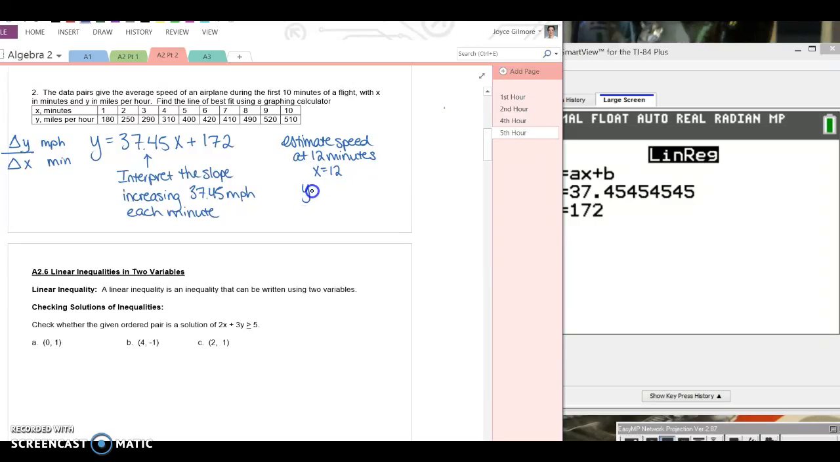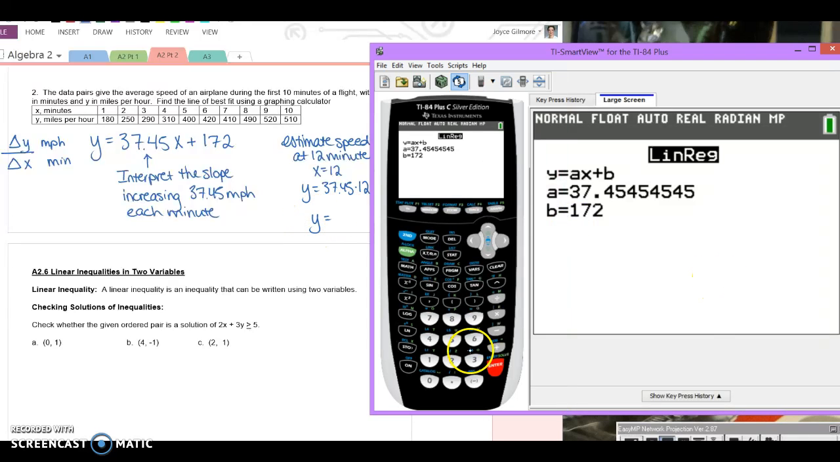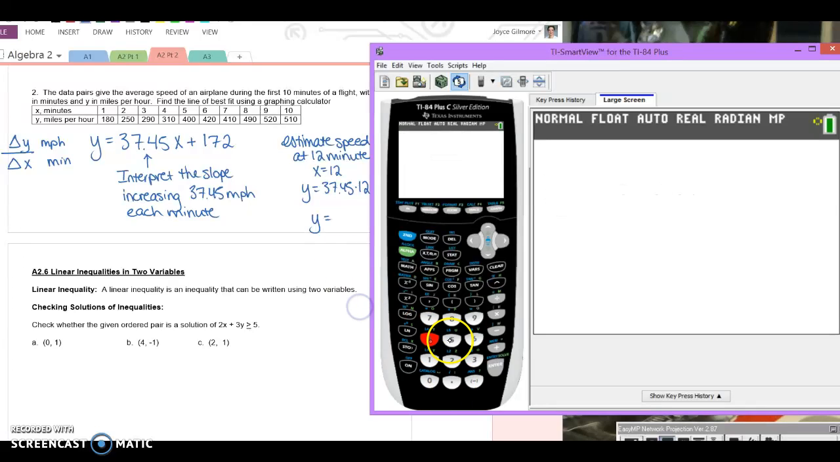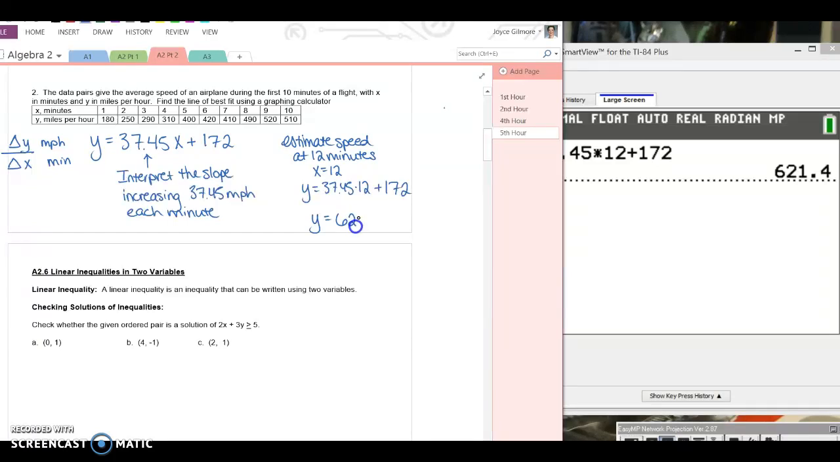So y is going to equal 37.45 times 12 plus 172. Somebody punch that in. 621.4. So 12 minutes after takeoff, assuming that this pattern continues, the airplane would be moving at 621 miles per hour.